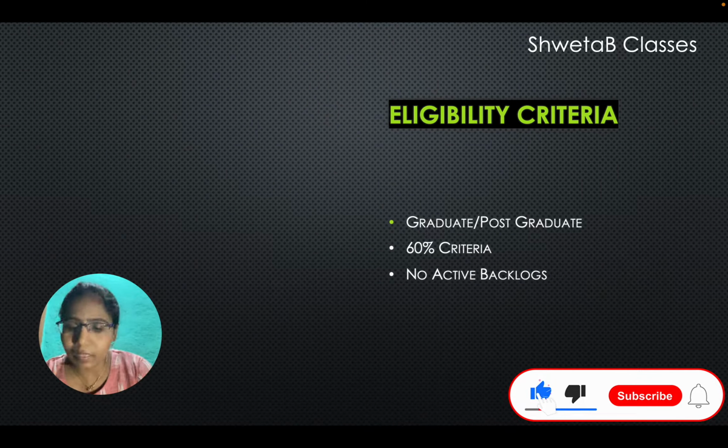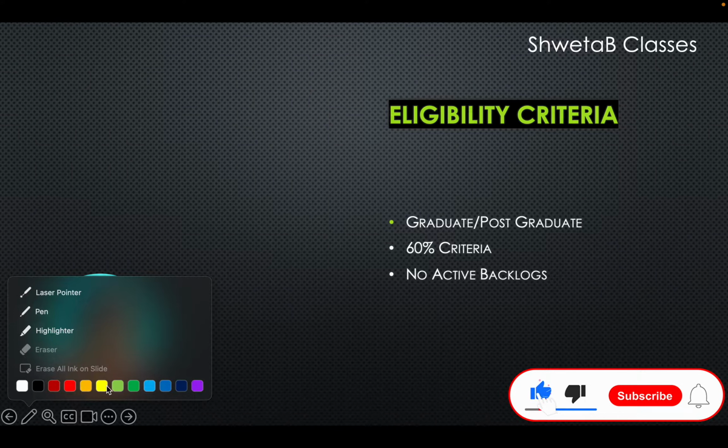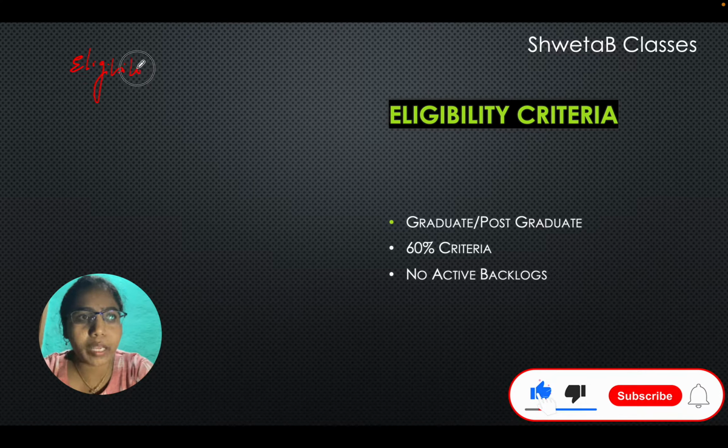Now the next thing is what all things we are going to discuss here when I say a pattern paper. The first thing I have already written, that is the eligibility criteria. But along with the eligibility criteria, what all things do we discuss? One, we will discuss the eligibility criteria.